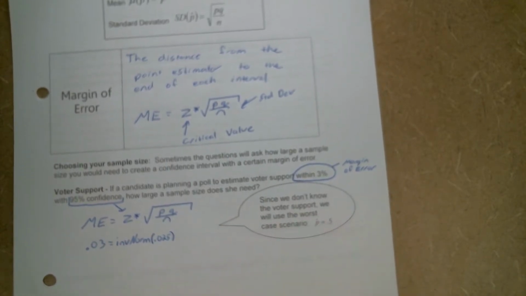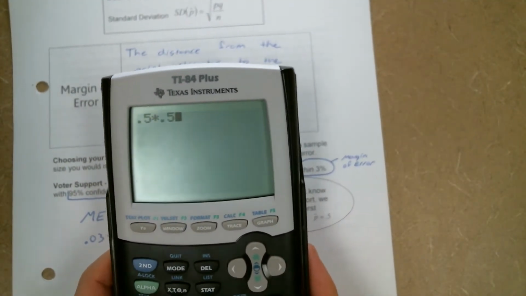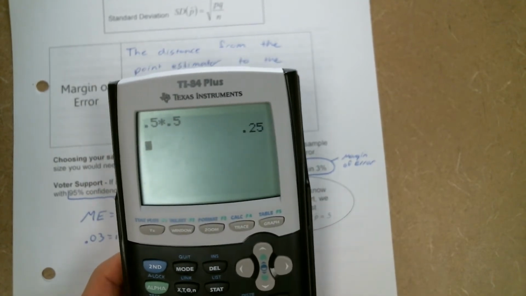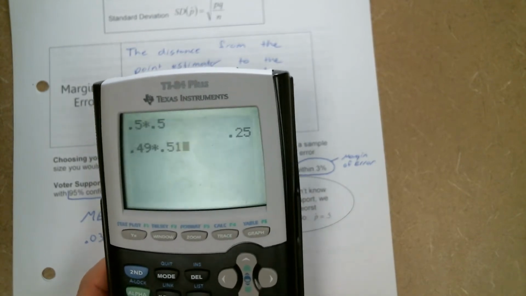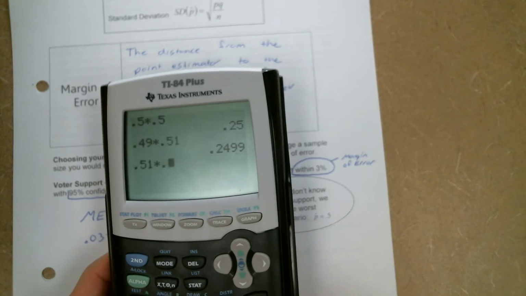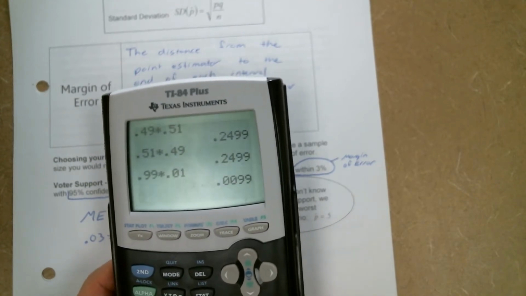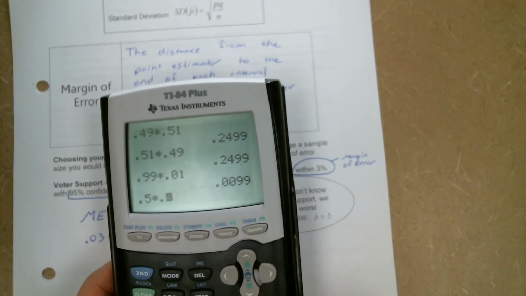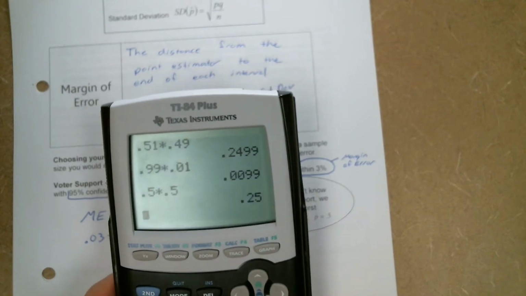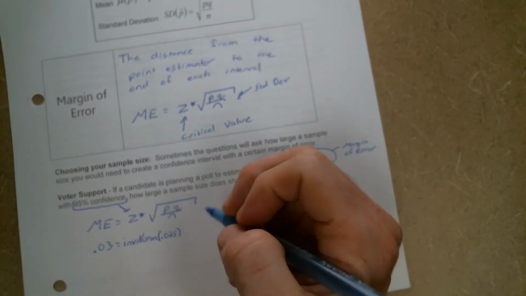Now, P and Q, the problem doesn't give us. But look at this little bubble here. Since we don't know voter support, we will use the worst case scenario, which is p of 0.5. Why is 0.5 the worst case scenario? I can show that quickly on my calculator. If I use 0.5 as p, then I'm multiplying it by 0.5, which gives me 0.25. Let's pretend p was 0.49. That would make q 0.51. Notice that that number is smaller. Let's say p was 0.51. That would make q 0.49. The number is smaller. Any combination that's not 0.5, 0.5 is going to be smaller than that 0.25 I got. So when we don't have any information, we use 0.5 and 0.5 because that's the worst case scenario.